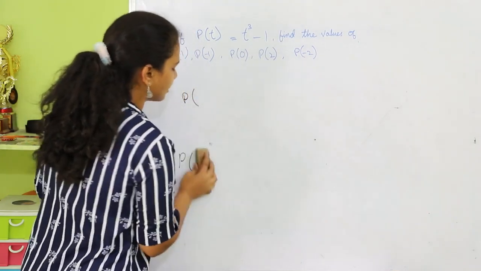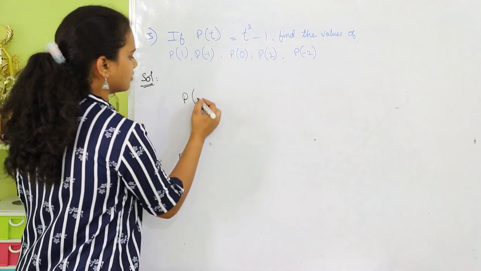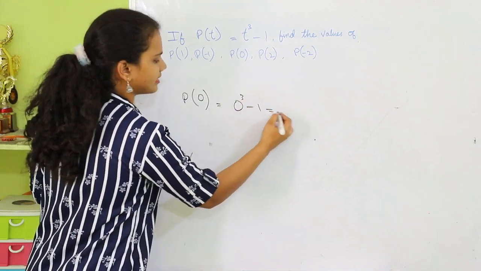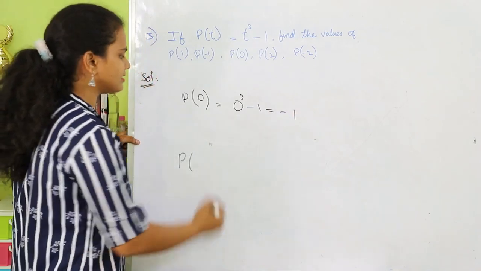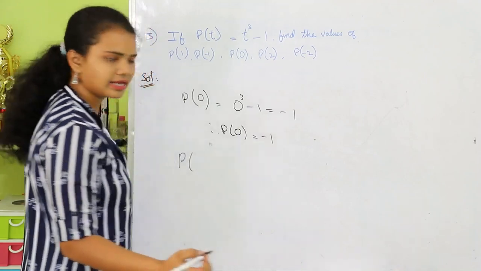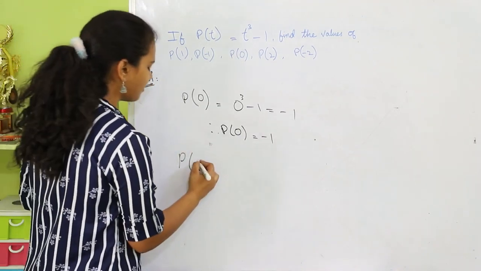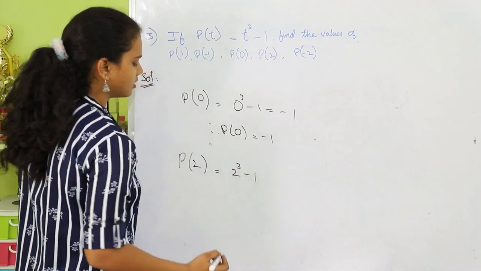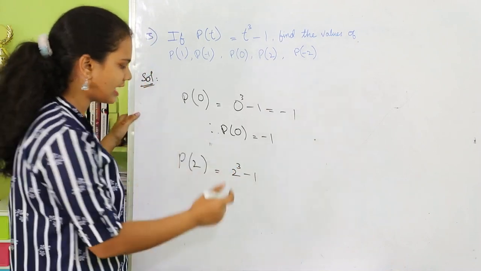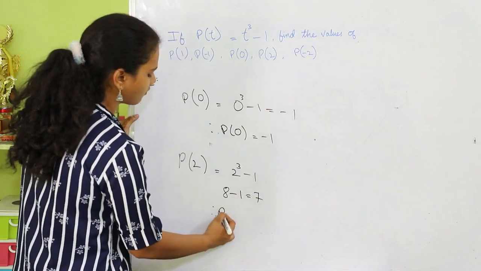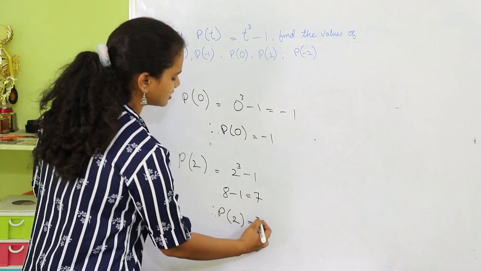Where P of 0 equals 0 cube minus 1, it gives minus 1, it will be the answer. So therefore, P of 0 equals minus 1. Clear? Now let me go for the next one, where P of 2, where P of 2 means 2 cube minus 1. 2 cube means 2 2's are 4, 4 2's are 8, 8 minus 1 gives 7. So therefore, P of 2 equals 7.